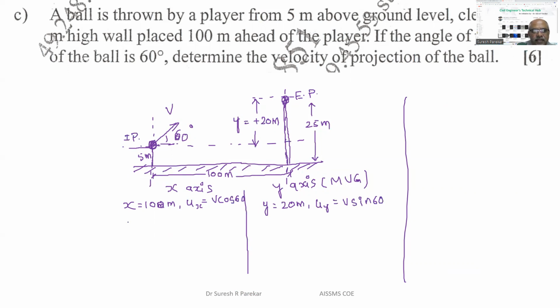Now we will solve this. So we have x equal to ux into t. Now x we have 100. ux we have V cos 60 into t. And from this, therefore, we have V equal to 100 upon cos 60 into t. And 100 upon cos 60, so we have V equal to 200 upon t because cos 60 is 1 by 2.